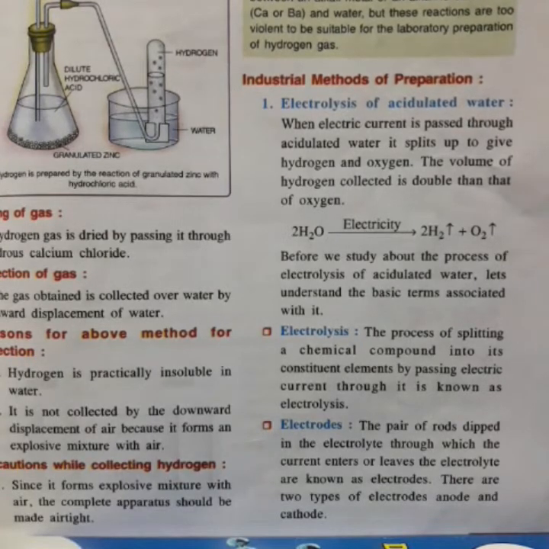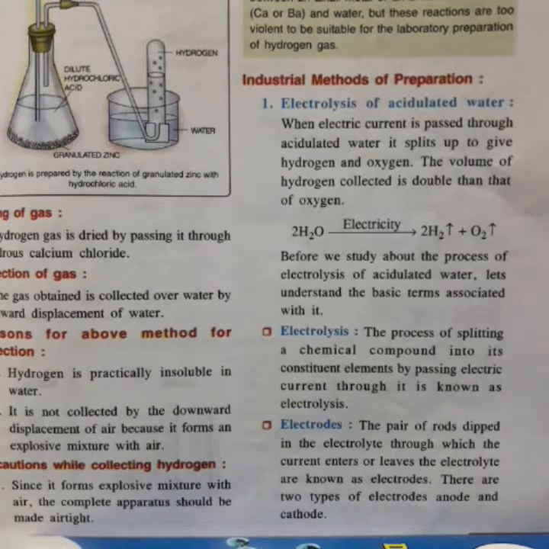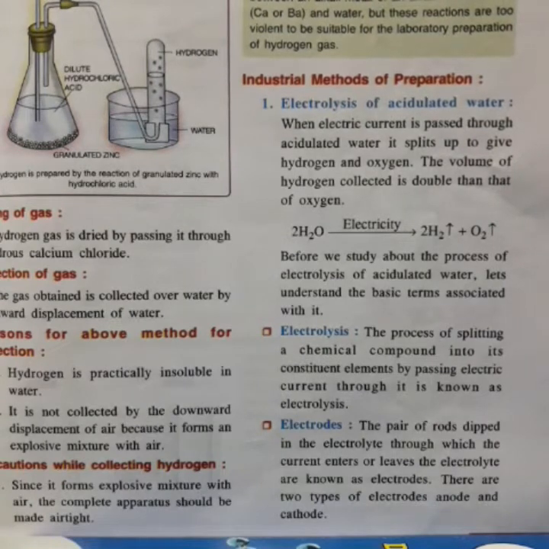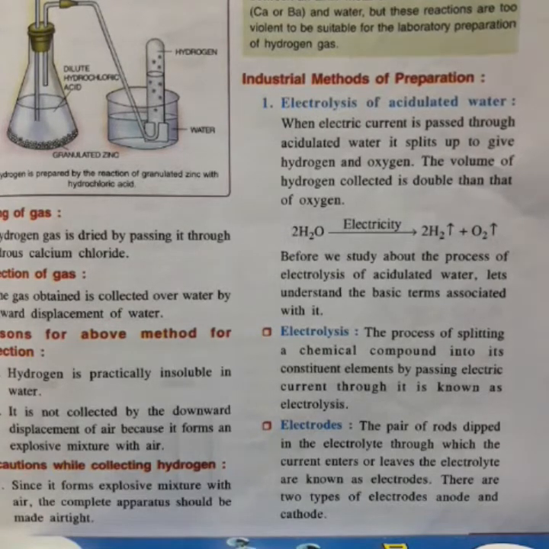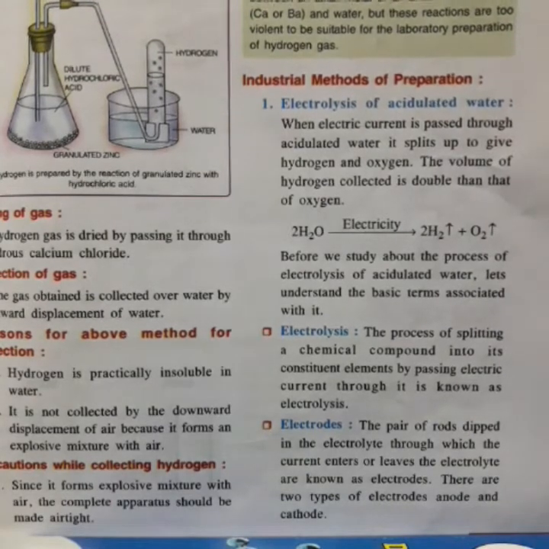Then you should know the reaction. Here zinc is an active metal. When it reacts with dilute acid, it will displace hydrogen because it is placed above hydrogen in the activity series. So a displacement reaction will take place. Zinc will displace hydrogen to form zinc sulfate and hydrogen. If it reacts with hydrochloric acid, it will form zinc chloride and hydrogen. So this is the reaction.